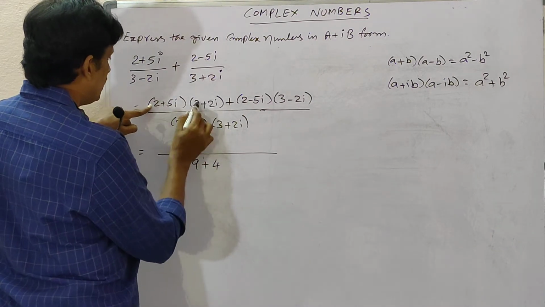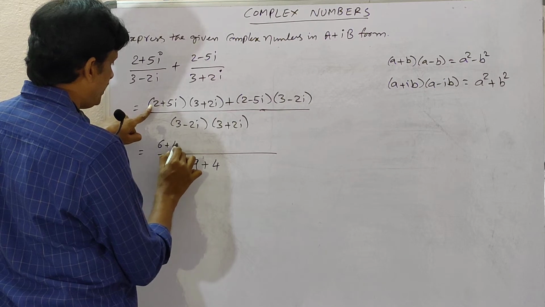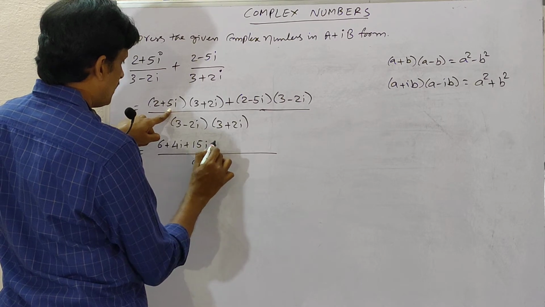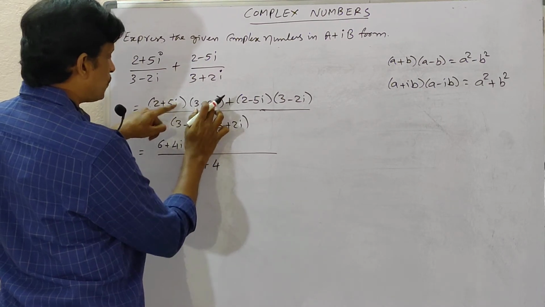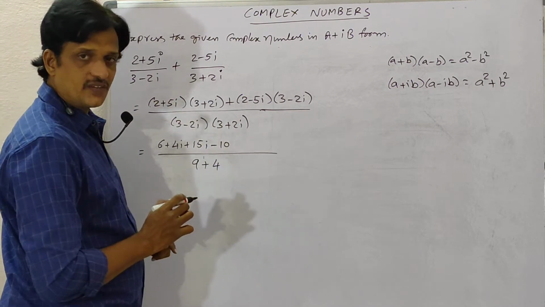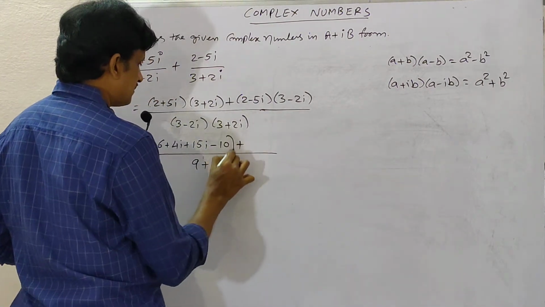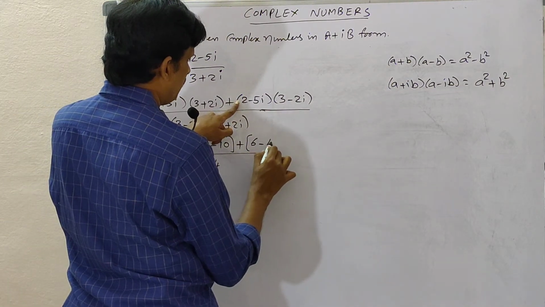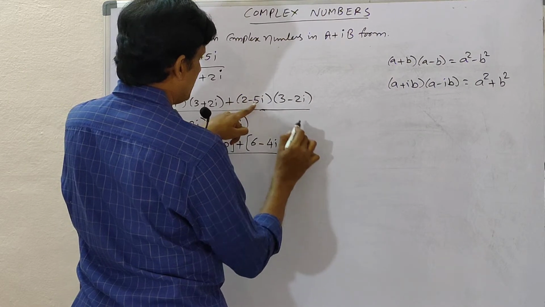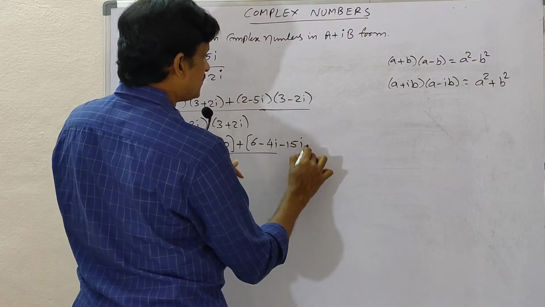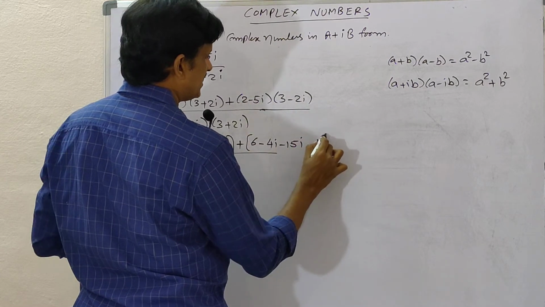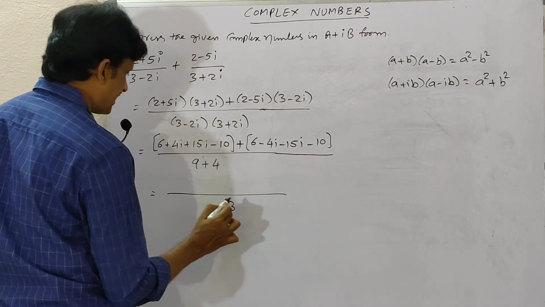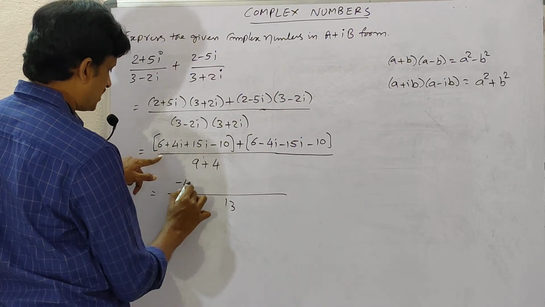Now the numerator is 2 into 3, that is 6, plus 2 into 2i, 4i, plus 5i into 3, that is 15i, plus 5 into 2, 10 i square, that is minus 10. Because of i square you are getting the negative sign. Plus, multiply these two: 6 minus 4i minus 15i minus, or minus plus, because of i square you are getting minus, 5 into 2, that is 10. Denominator is 13 and here the numerator is 6 minus 10, that is minus 4.